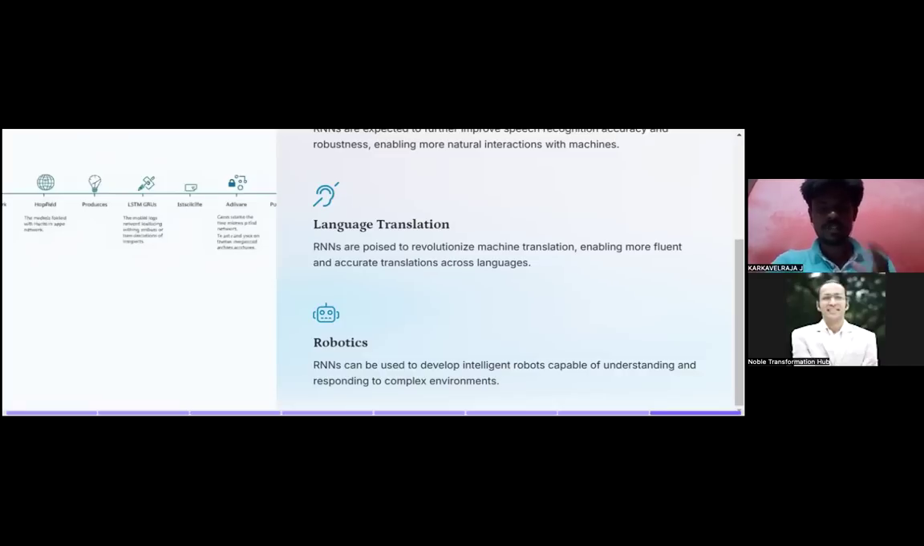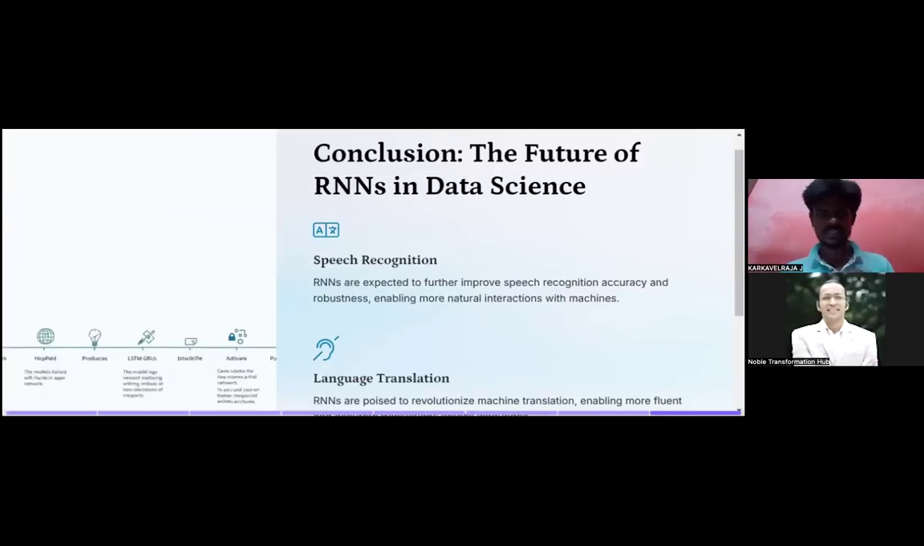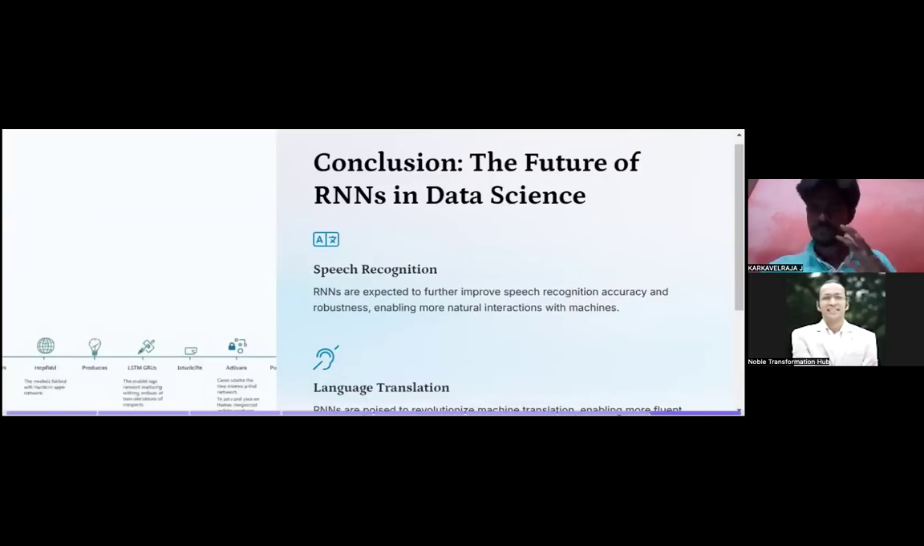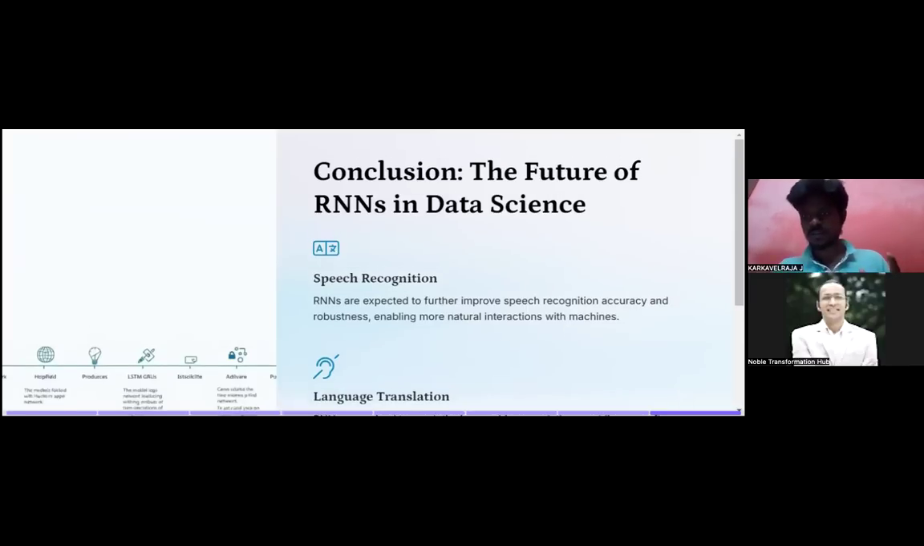Robots. RNNs can be used to develop intelligent robots capable of understanding and responding to complex environments too, because RNN has a kind of memory. So it can be applied to a robot so that it can have a memory and handle a sequence of things in a sequential manner. Hope you guys are able to understand, because this is not a thing of the future. Presently we have everything ready, and more than that is happening. But try to understand this is the way we have achieved this. Whatever things we have in the present are achieved through these kinds of black boxes. Okay, yes sir, over to you.